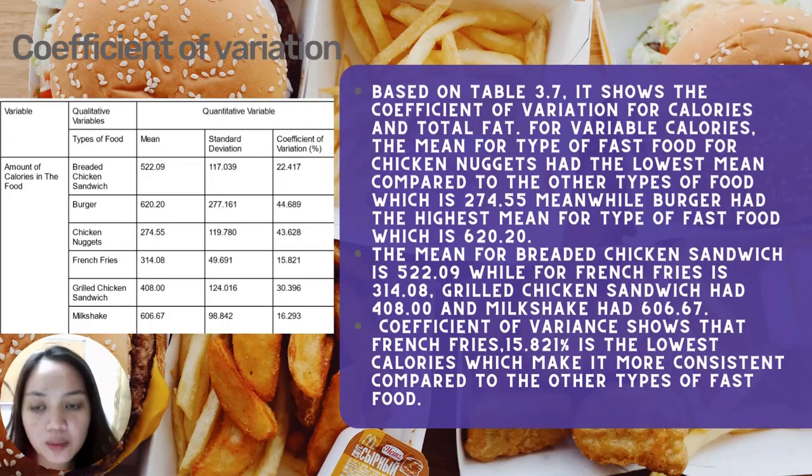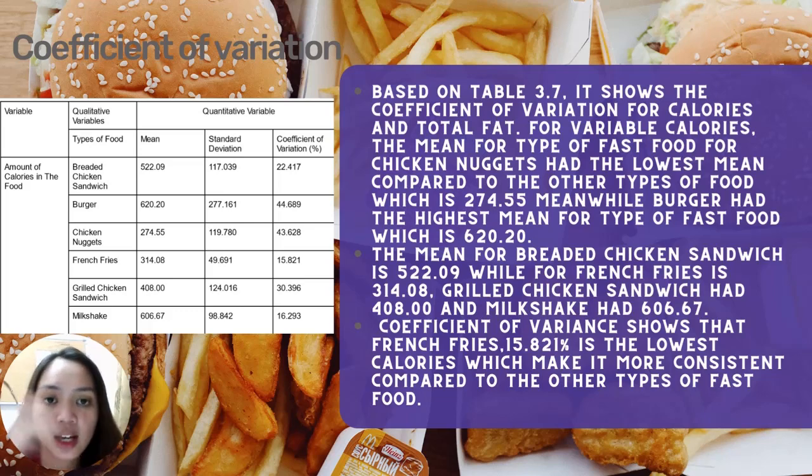So for the coefficient of variation, in the slide there is a table, and it shows the coefficient of variation for calories and the total fat. So for the variable calories, the mean for chicken nugget is the lowest compared to the other types of food, which is 274.55, and meanwhile, burger had the highest mean, which is 620.20. The mean for breaded chicken sandwich is 522.09, while for French fries is 314.08. The grilled chicken sandwich had 408, and milkshake had 606.67.